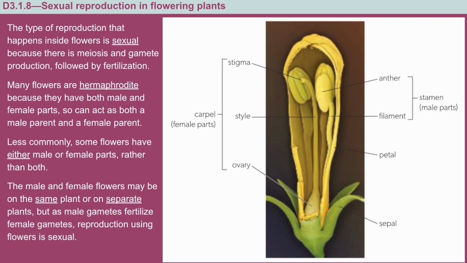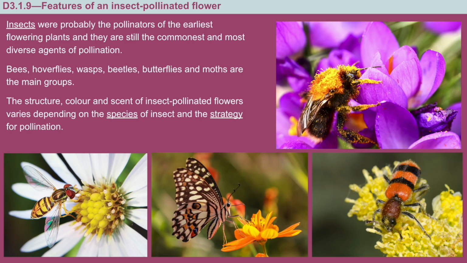The type of reproduction that happens inside flowers is sexual because there's meiosis and gamete production followed by fertilization. Now, most flowers are hermaphrodite, meaning they have both male and female parts, so they can act as both a male parent and a female parent. Less commonly, some flowers have either male or female parts rather than both. The male and female flowers could be on the same plant or on separate plants. But either way, reproduction using flowers is sexual.